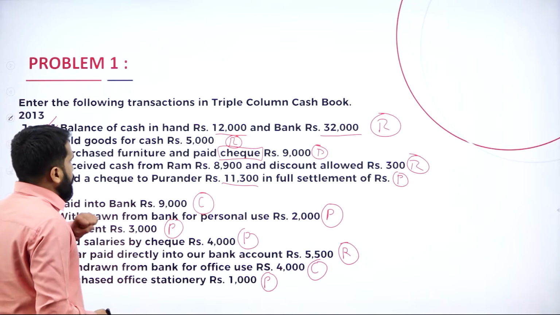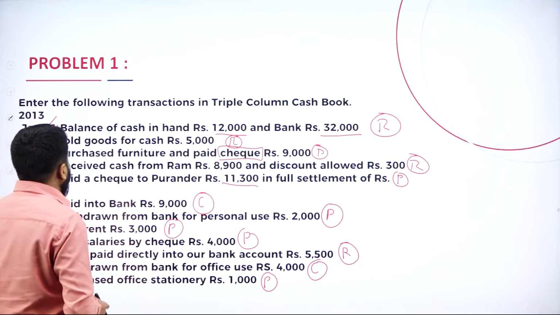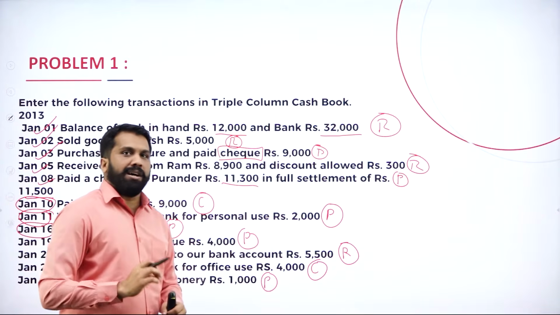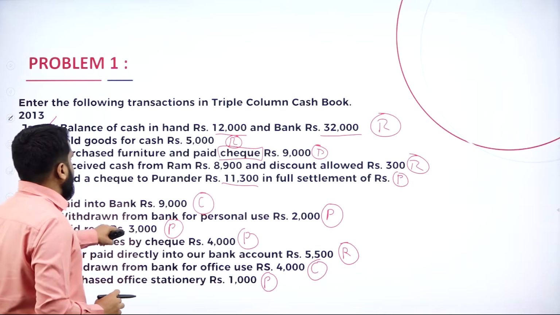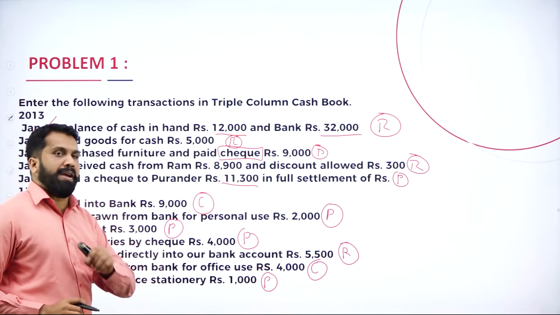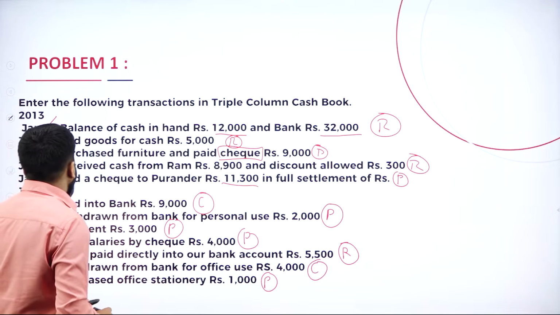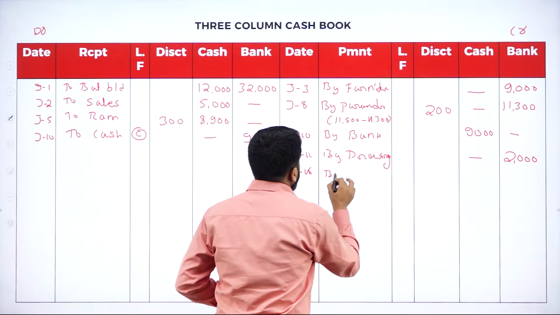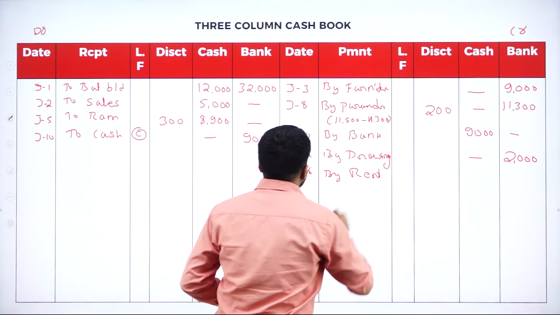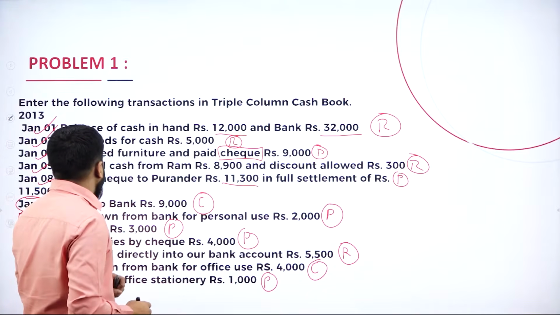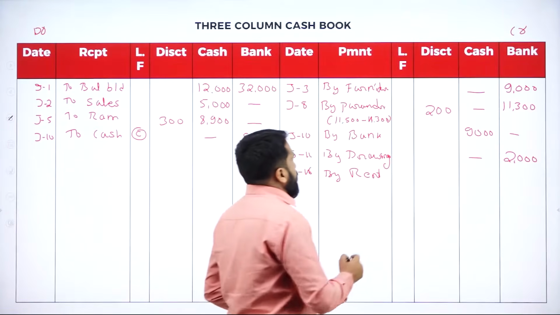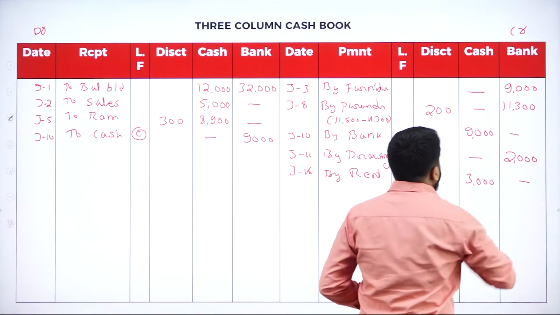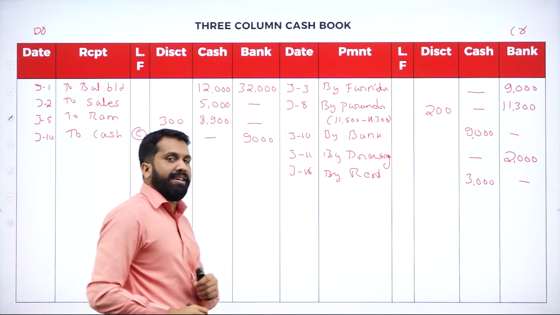Next. This is over. Next is what? Paid rent 3,000. How much rent is paid? 3,000. Now, your paid rent is 3,000. It should come under the payment column. In this, your payment column, Jan 16th, by rent, how much is the amount? It is 3,000. So in the amount column, 3,000. We are writing under the cash column. Why? Because it is paid by cash.